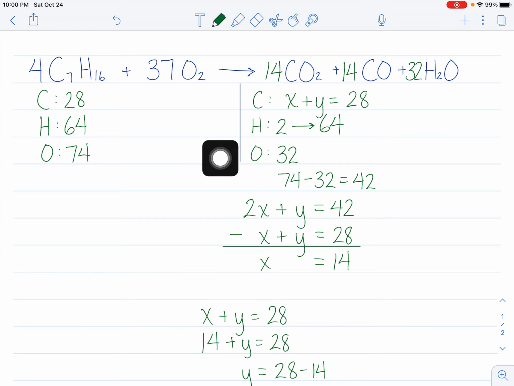So just as a double check, 14 plus 14 is 28, so carbons are balanced. And I have 14 times 2, which is 28, plus 14 times 1, which is 14, and plus 32. So 28, 38, 48, 58, 59, 60, 74. So I have a total of 74 oxygen atoms, which is also balanced now, and hydrogen was already balanced.